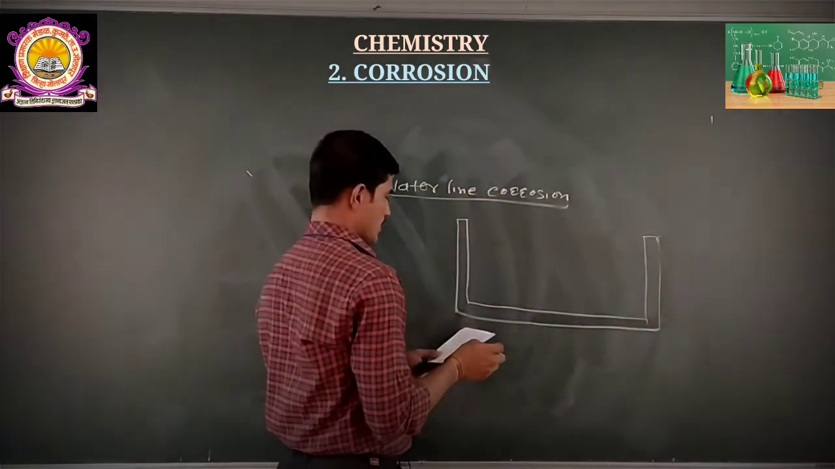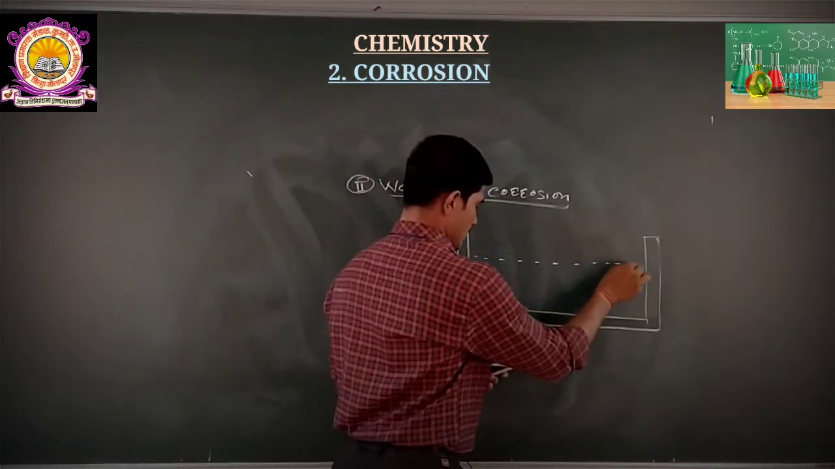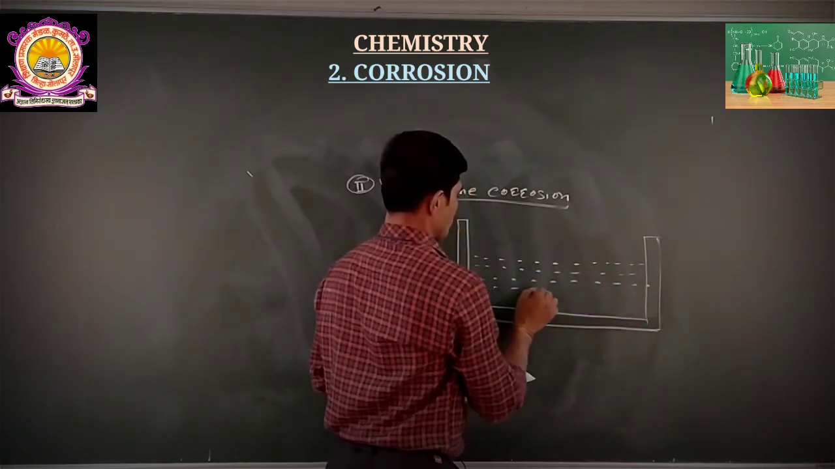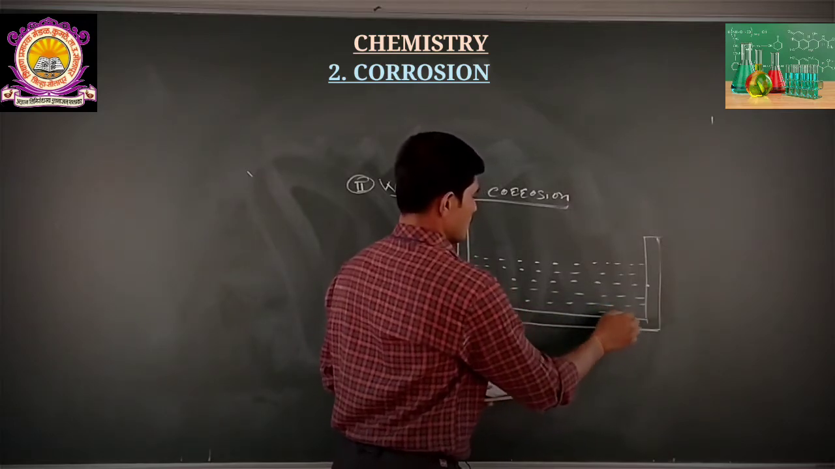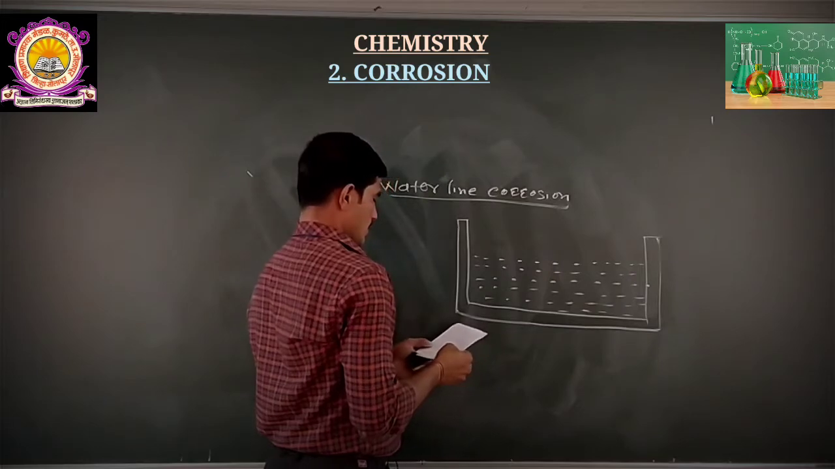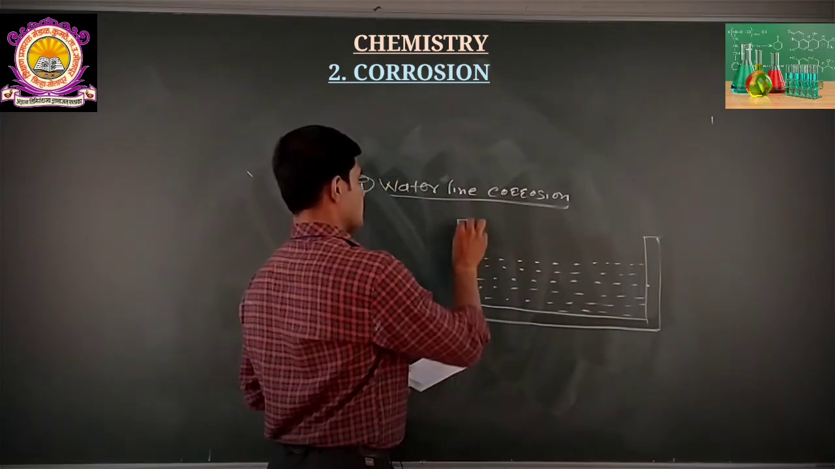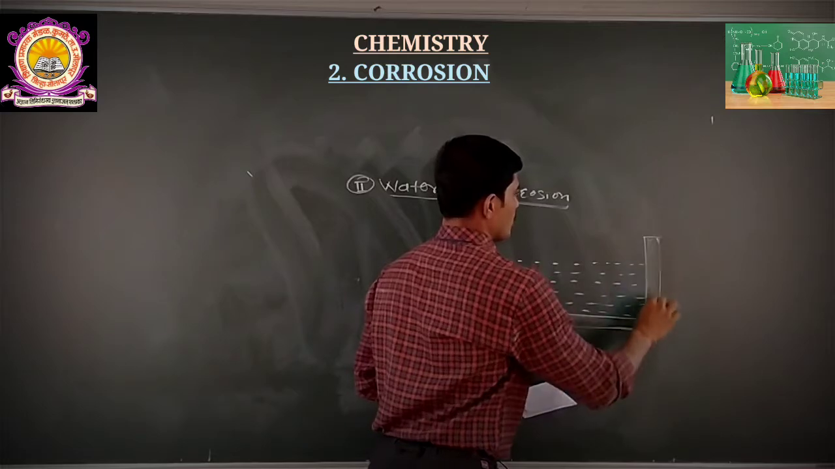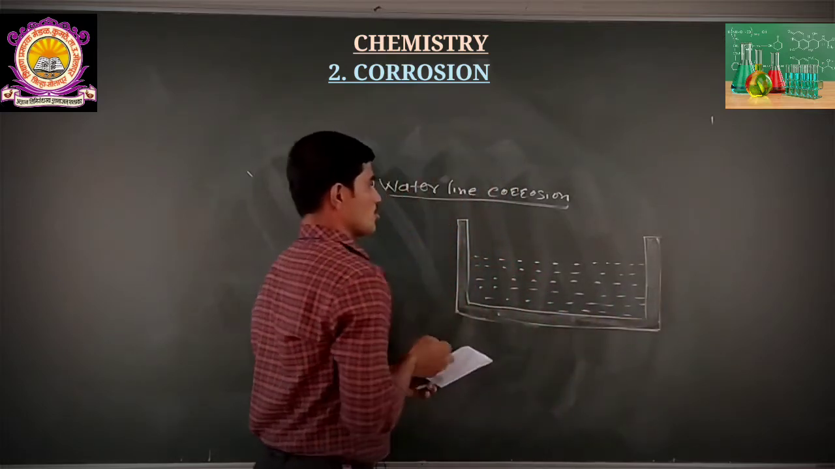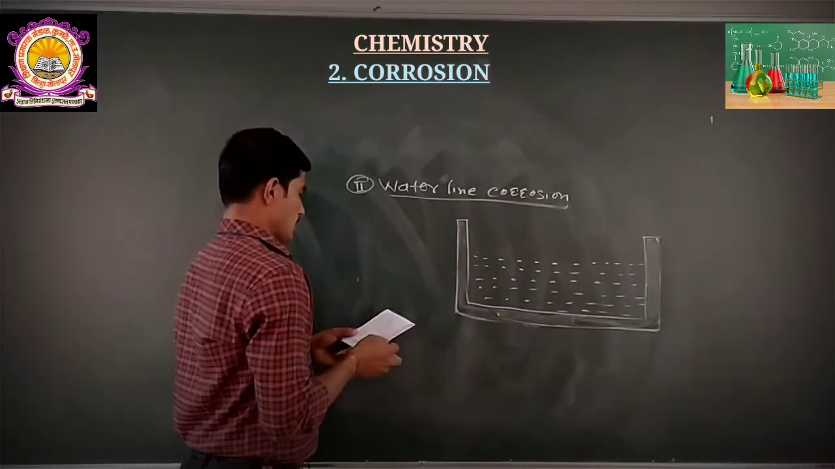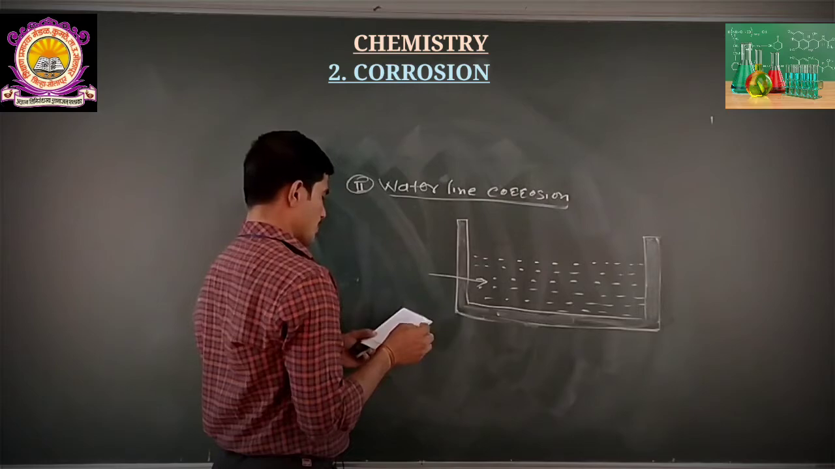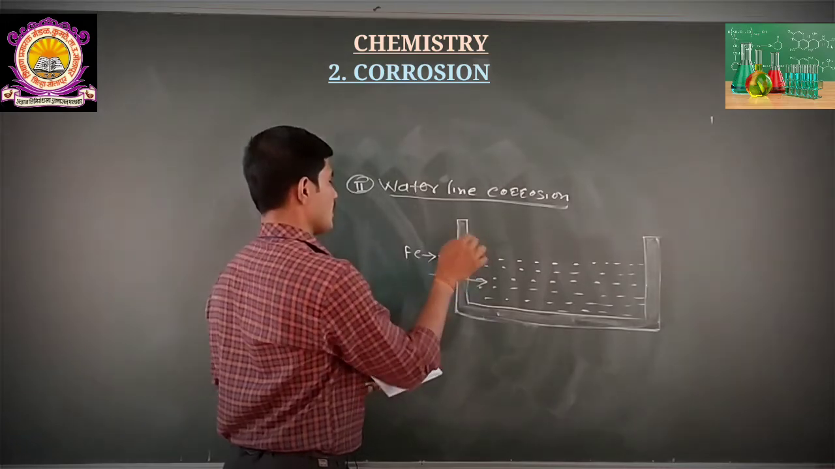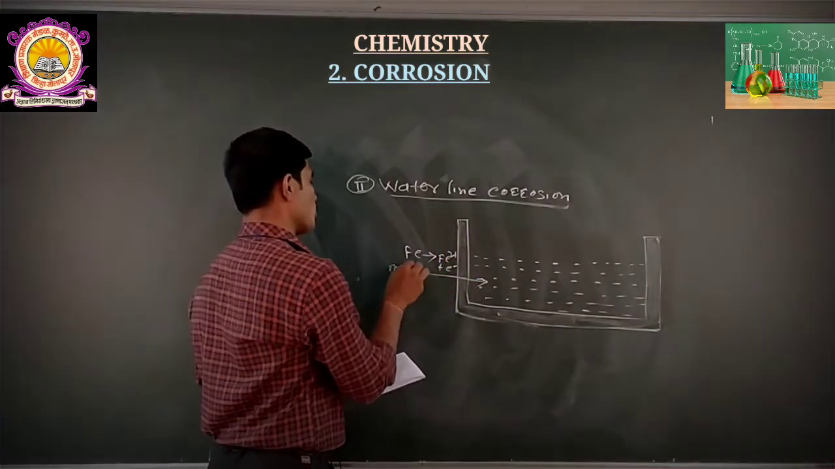This is a tank. Inside this tank there will be some parts that I am going to represent first. All these parts will be present in solid form. Here I am going to represent one reaction: Fe gets converted to Fe2+ plus 2 electrons, and here the metal gets corroded.